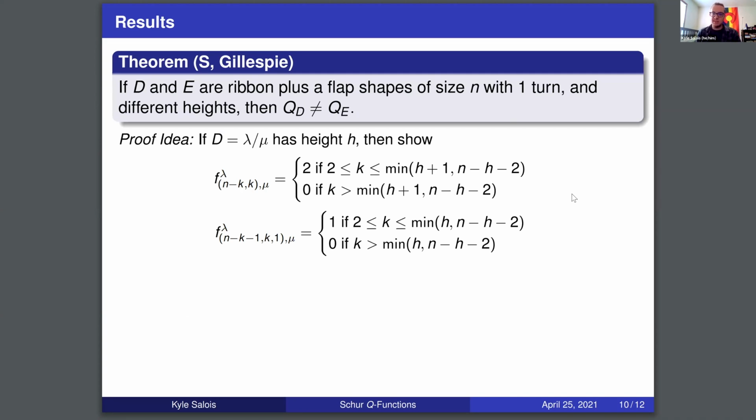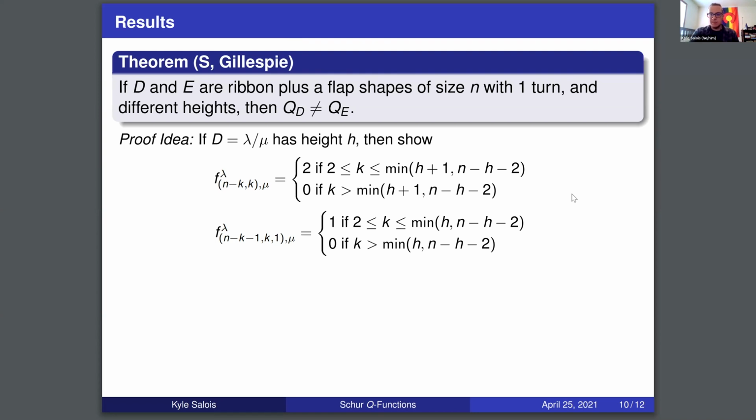So maybe now my next step is to pick a number of turns and distinguish all of the functions within that. So here we're just looking at shapes with 1 turn. If I have 2 shapes that are ribbon plus flaps with 1 turn, they have different heights. So 1 turn is a row and then a column, and that's it. If their columns have different heights, then the corresponding Schur-Q functions must be different. So like before, we were looking at coefficients, but instead of looking at a single coefficient, now I'm looking at 2 whole families of coefficients.